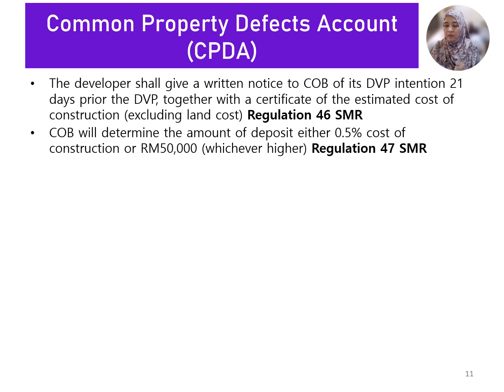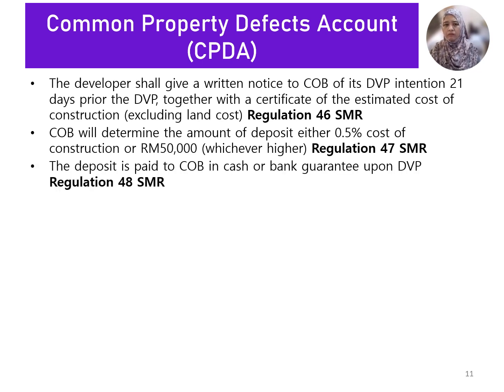Dia akan tengok sama ada 0.5% of the cost of construction, is it higher or lower than 50,000. Kalau higher than 50,000, dia akan ambil that amount, which is 0.5% tu of the cost of construction. But if the 0.5% of the cost of construction is lower than the 50,000, dia akan kata minimum amount yang kena deposit ialah 50,000. Okay, so this is regulation 47 of SMR.